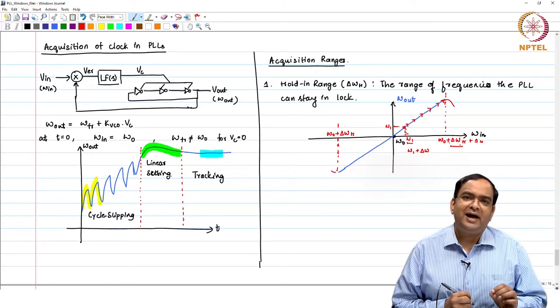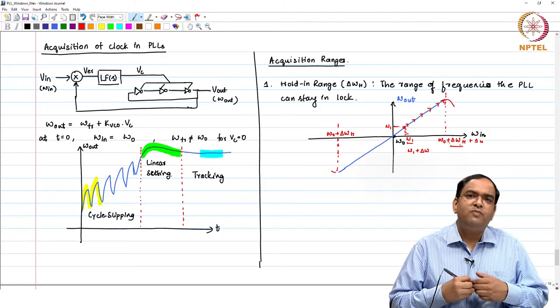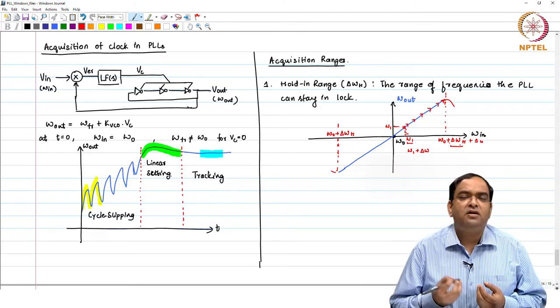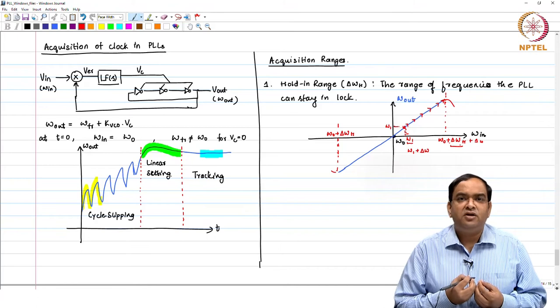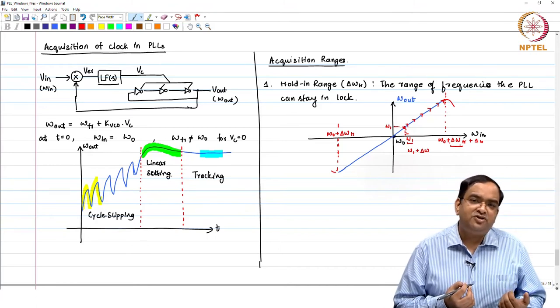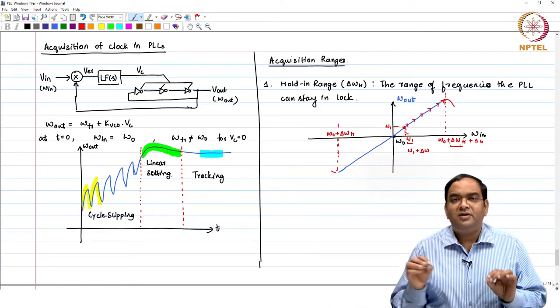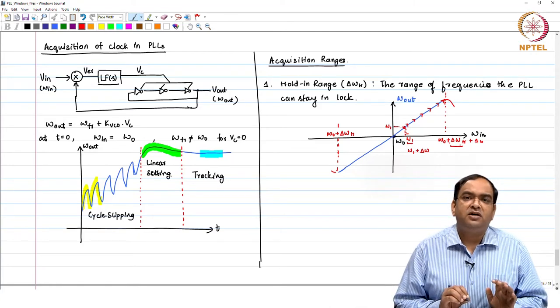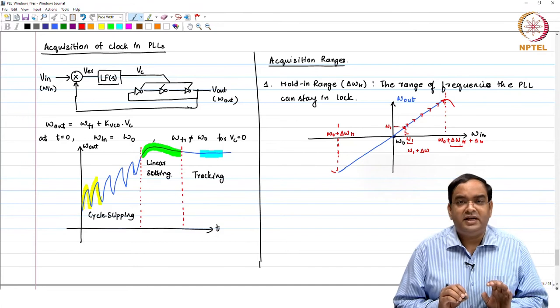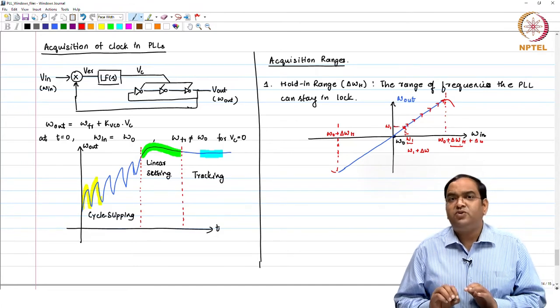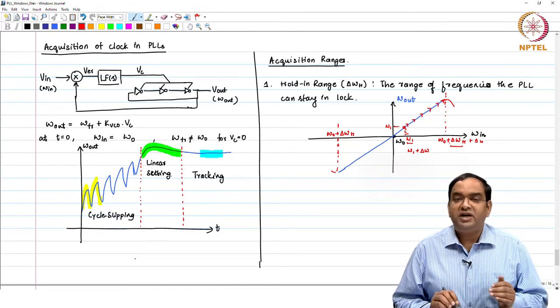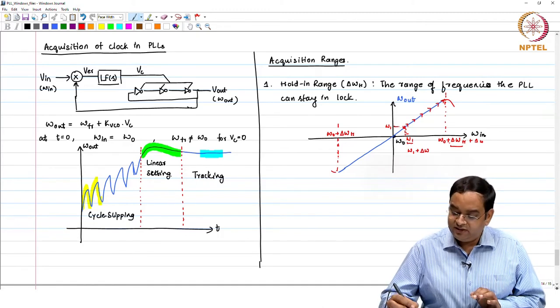After a point, it will happen that if you make a small positive change in omega in on the positive side or a small negative change on the negative side, the PLL loses lock. That limit is your hold range. This is one way to understand. The other way to understand is on this.